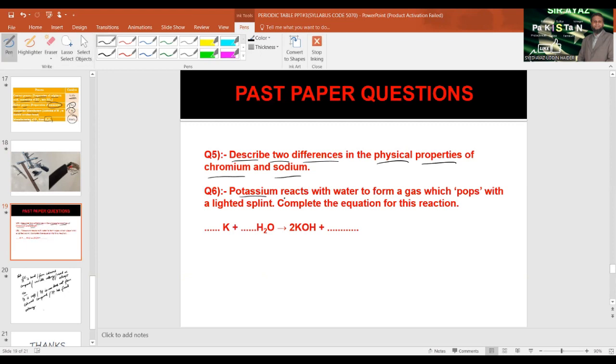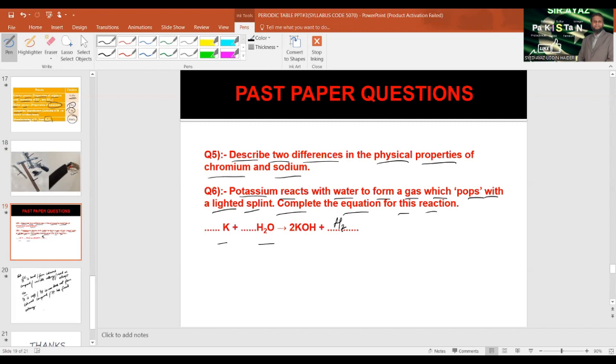Here's another question. Potassium reacts with water to form a gas which pops up with a lighted splint. Complete the equation for this reaction. There's a reaction. It's potassium plus H2O gives 2 KOH plus gas produced in this reaction is H2. This is a gas which pops up with a lighted splint.